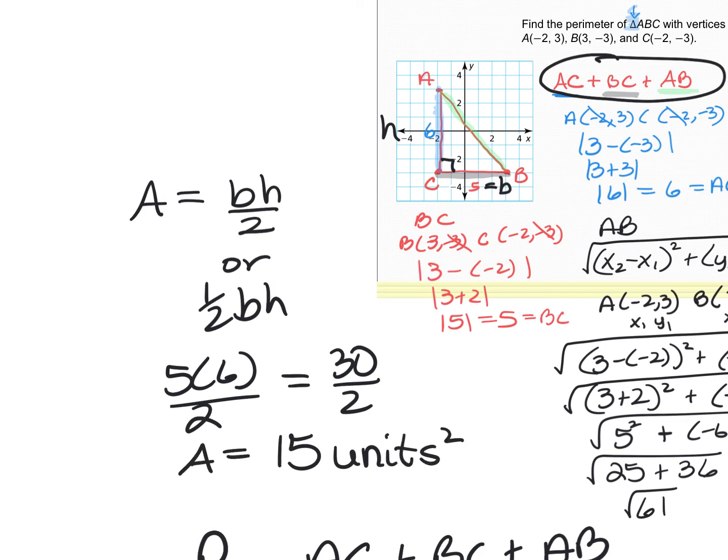asked for the area. So when it's a right triangle like this, and you have a horizontal and a vertical side, the area is a lot easier to find. We wouldn't have even had to find that AB because we're not going to use it for area. Now the next one, they're asking us to find area. And again, if it were perimeter, we would have had to have done the distance formula twice. But let's go ahead and graph the next one.